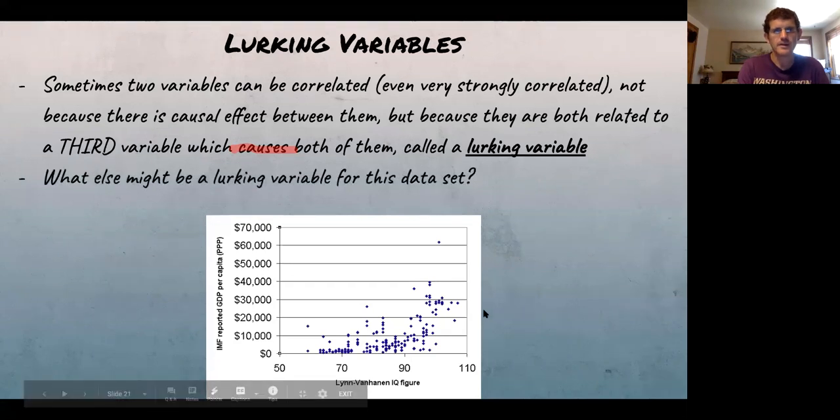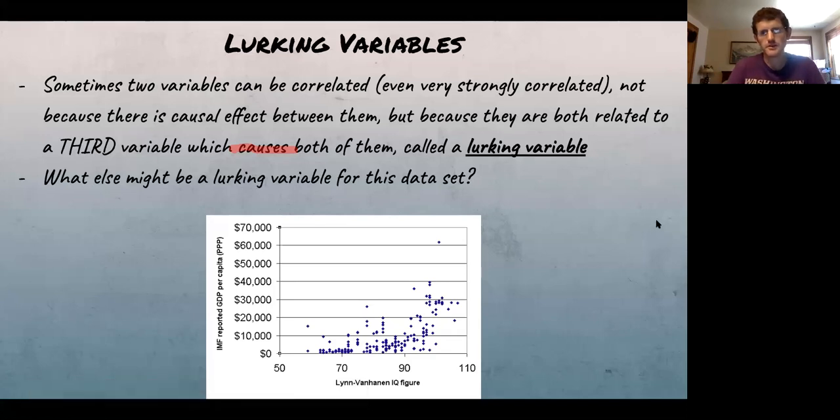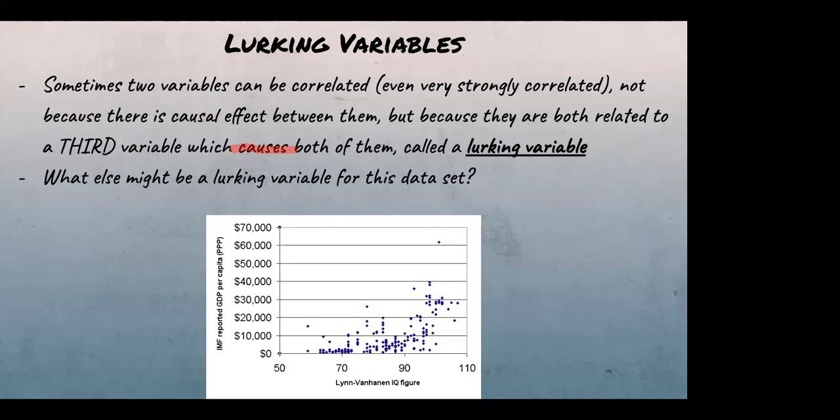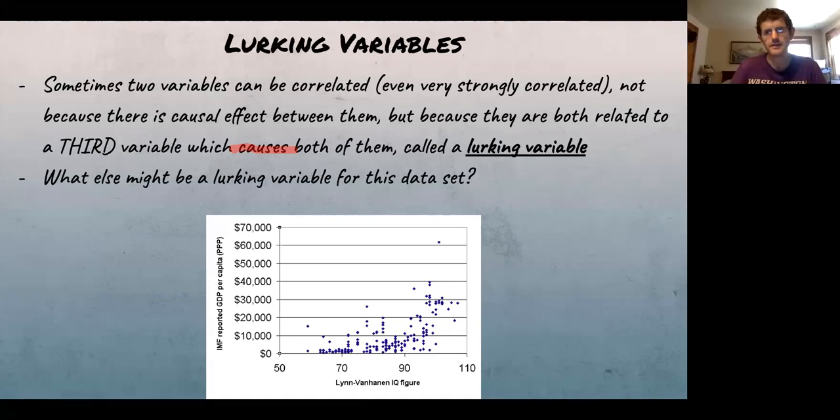So if you look at this, you've got national IQ and GDP per capita. What lurking variable could come into play for this? School systems? There you go. Very good. And that kind of sums it up. You could take that a lot of different directions, but access to education, quality of education, access to higher education. So maybe that's a lurking variable that explains both of those. So keep that in mind. If you ever see strong correlations, don't immediately assume that there's a connection.